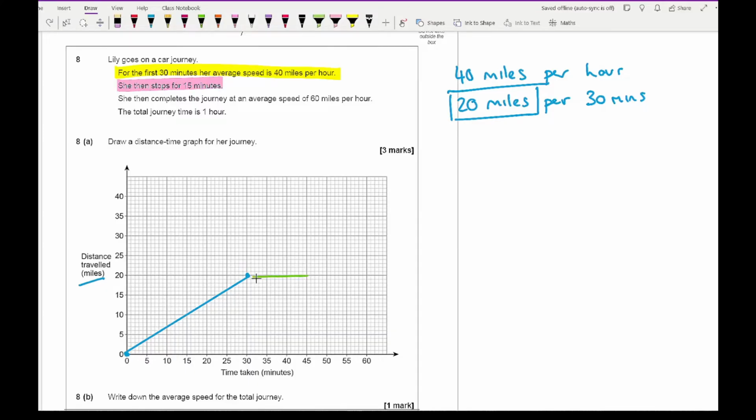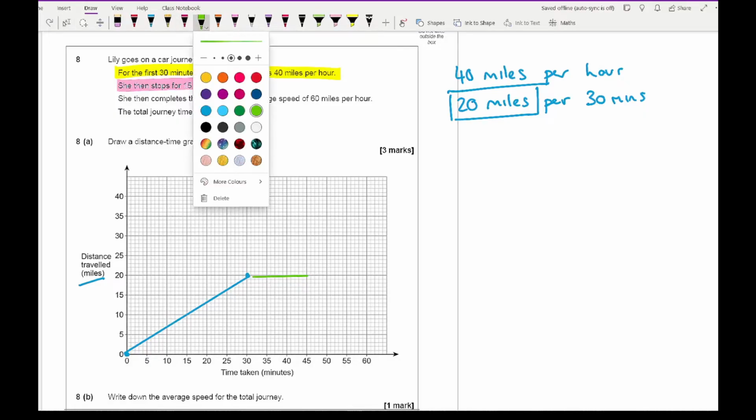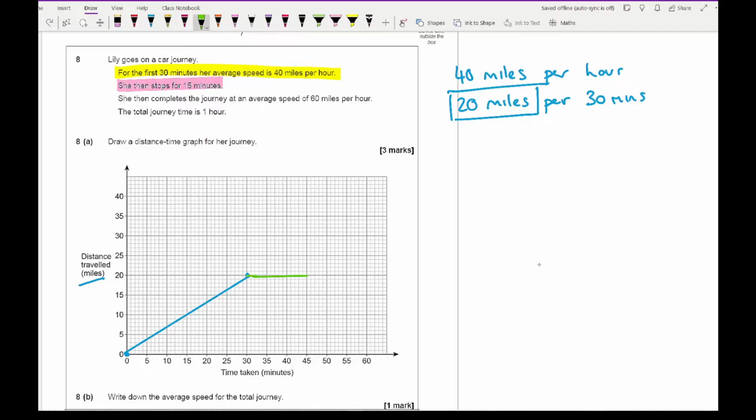So from 45, drawing a straight line. And then we just need to make sure that that line is connected. There we go. And then the last bit is that she then completes the journey at an average speed of 60 miles per hour, and the total journey time is 1 hour.